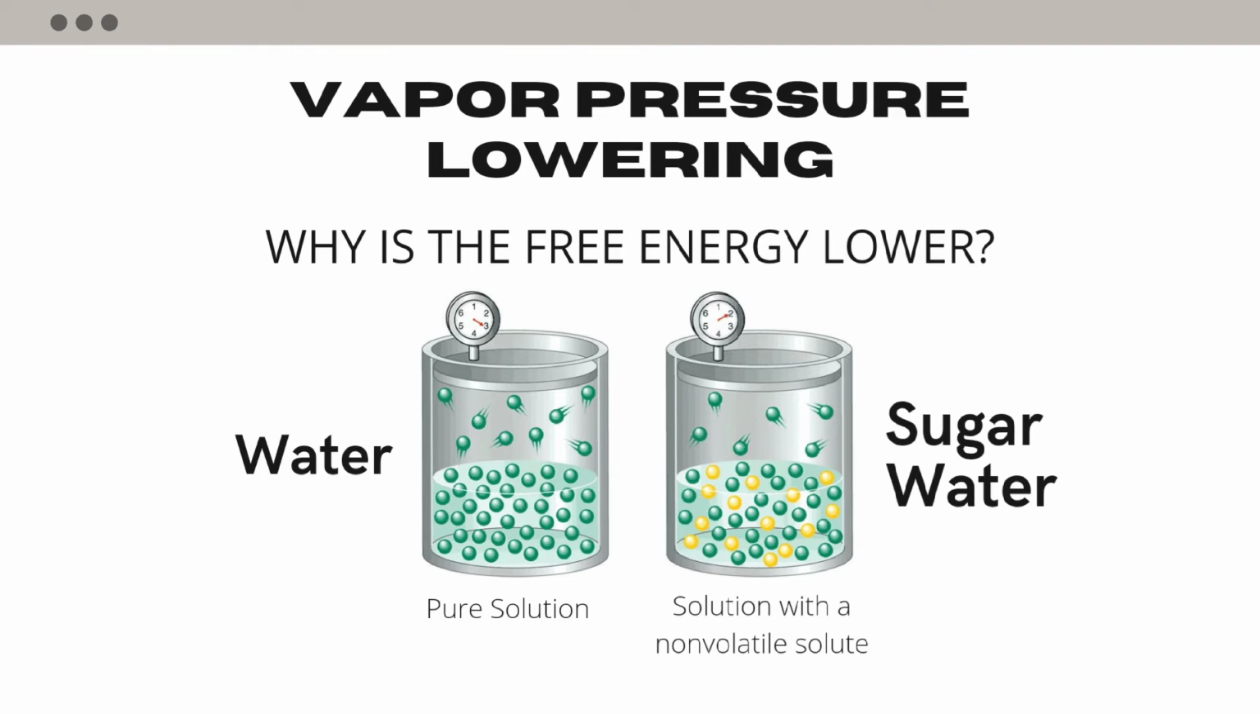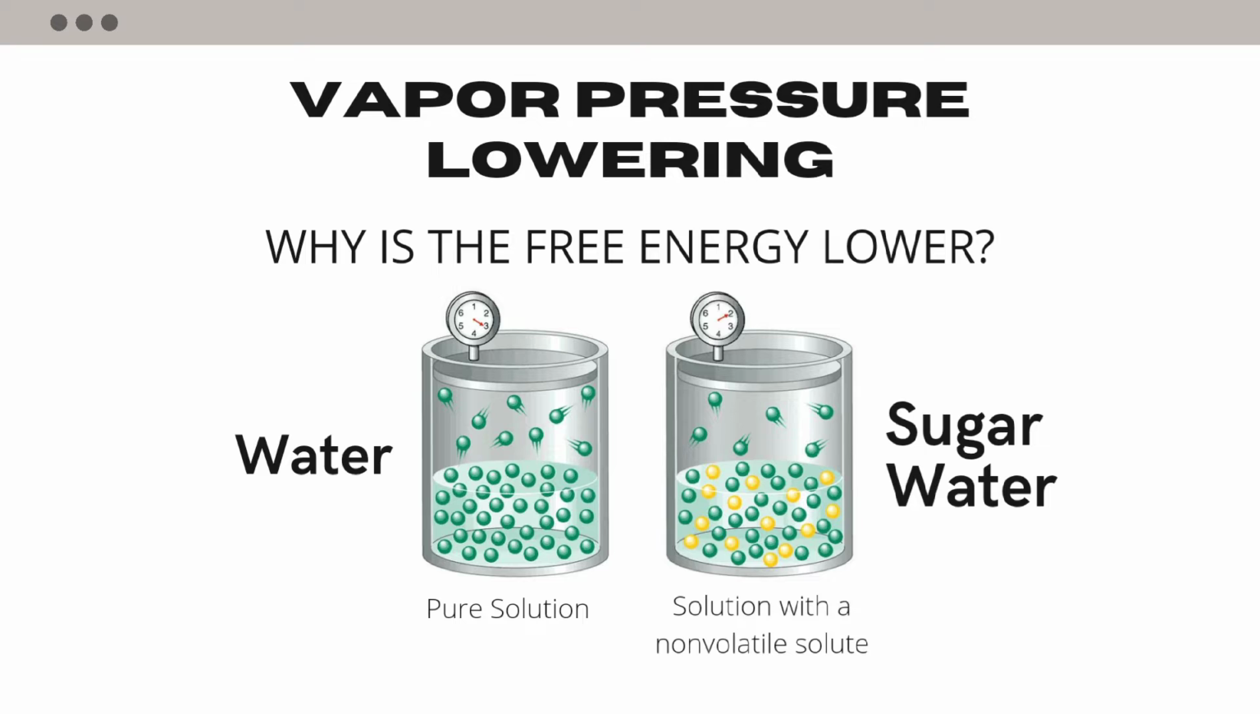So why is the free energy lower? Let's take a look at some data. Here are some examples of just pure solvent and here a solution of a non-volatile solute. You can assume this is water and this is sugar water because sugar would be an example of a non-volatile solute. When you put these two, the liquid versus the solution, in containers of the same temperature and measure the vapor pressure, you see that the vapor pressure here for the pure solvent is about 3, whereas the solution is about 2. So it's lower. Experiment after experiment shows the same results. The vapor pressure is lower.